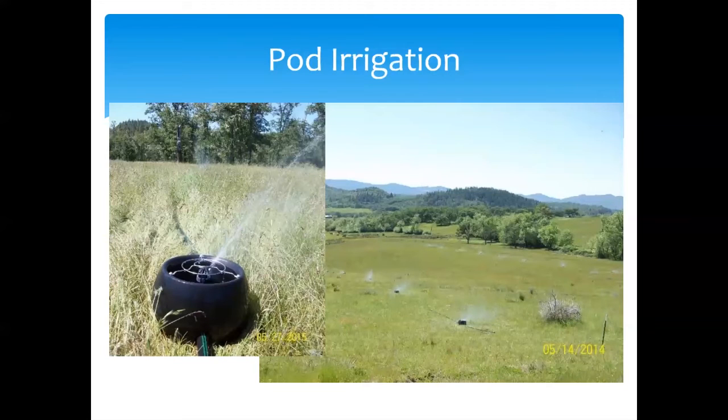This is pod irrigation. This is K-line pods. It's a long string of HDPE pipe, like a big drip hose. And then there's this sprinkler stubbed into it. Is that relatively new? Yeah, it was developed in New Zealand maybe 10, 15 years ago.